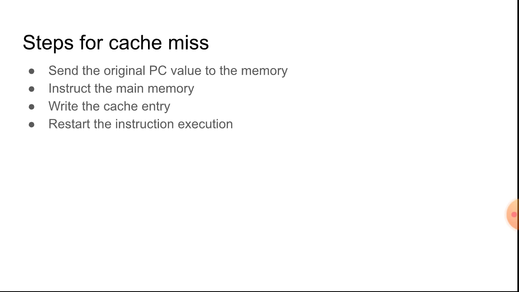Next, steps for cache misses. First, send the original PC value to the memory. Second, instruct the main memory to perform a read and wait for the memory to complete its access. Third, write the cache entry. And fourth, restart the instruction execution.